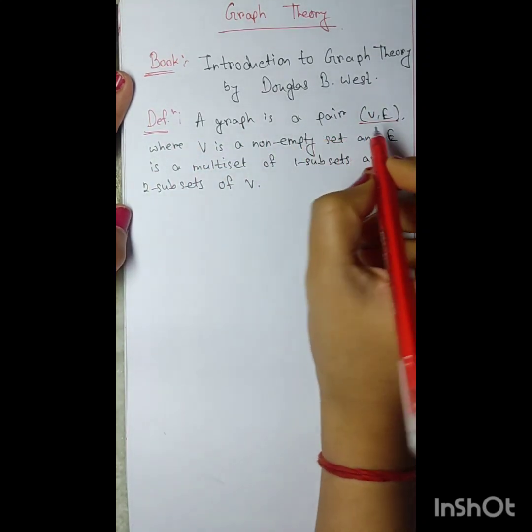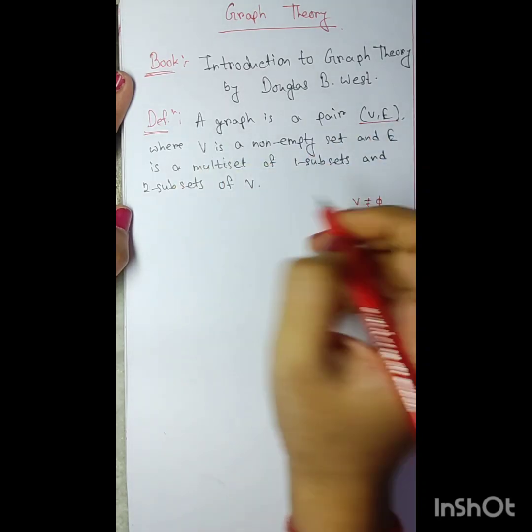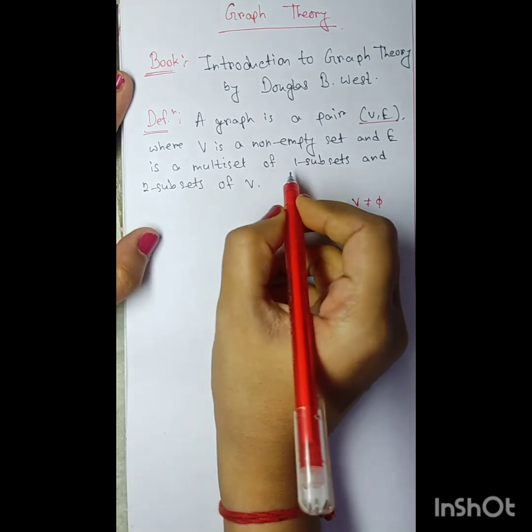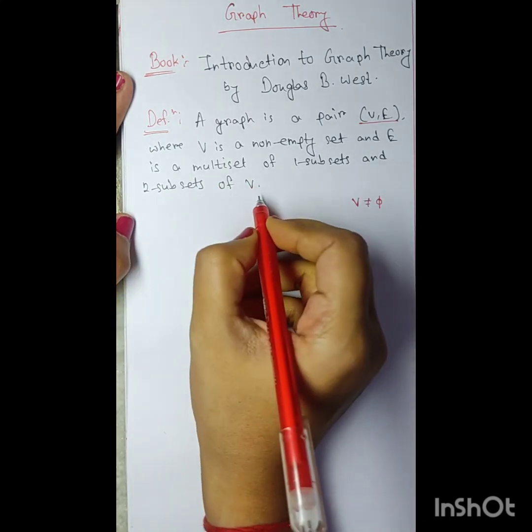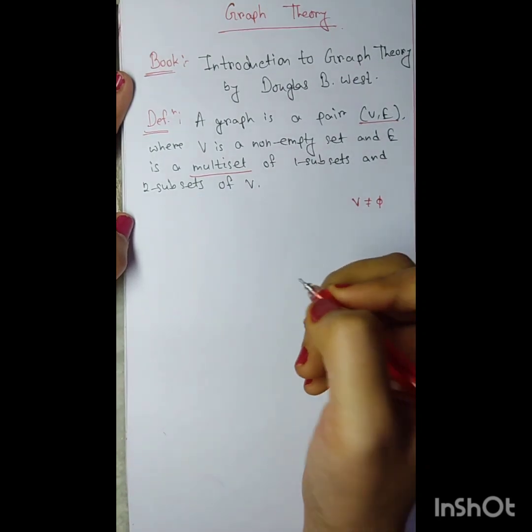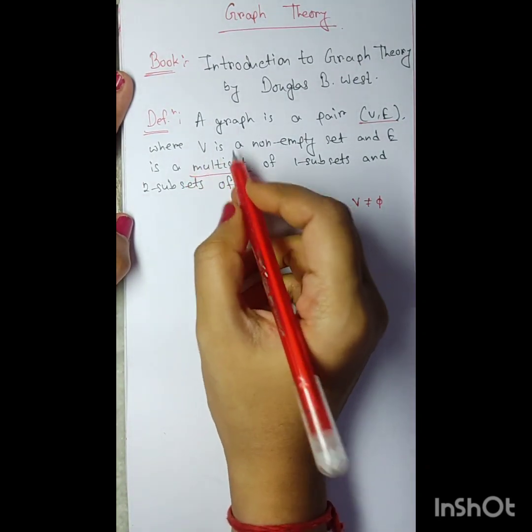A graph is a pair (V, E) where V is a non-empty set, that is, V is non-empty, and E is a multiset of one-subsets and two-subsets of V. Now what is a multiset? A multiset is similar to a set, but here the elements may repeat.